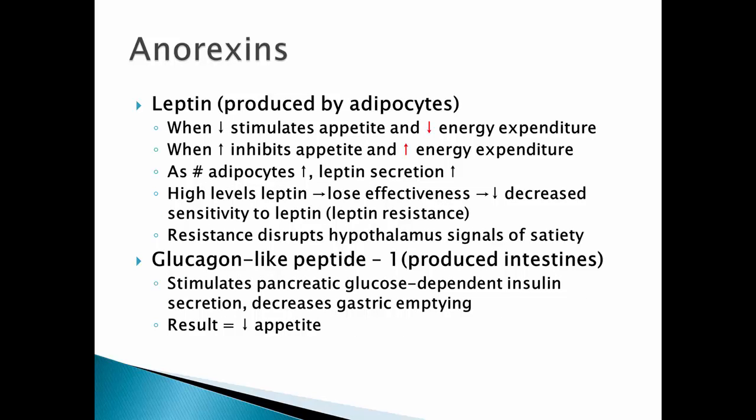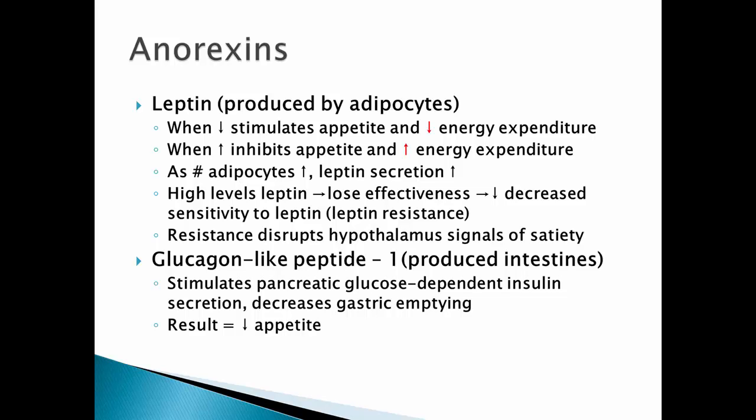So what about the anorexins? Anorexins are the opposite of the orexins. As a result, they decrease appetite and increase metabolism. The primary anorexin that we talk about is leptin. Leptin is produced by the adipocytes and again acts on the hypothalamus, that arcuate nucleus. When you don't have leptin present, that stimulates the appetite and decreases energy expenditure, because when you do have it present, you inhibit the appetite and increase that energy expenditure.